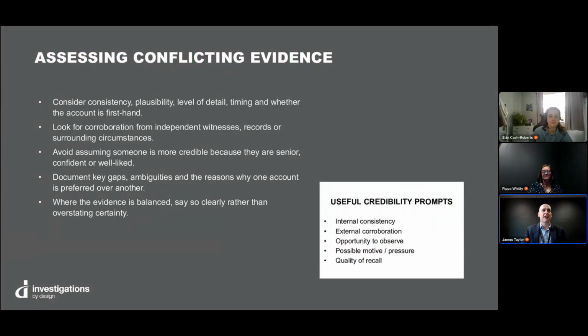Next, I'll go to assessing conflicting evidence. Conflicting evidence is probably one of the most challenging aspects of our investigation, dealing with conflicting accounts. As investigators, it's something we encounter really frequently. Now, the key is not that the accounts differ, it's how we assess the evidence fairly, transparently, and without assumption.